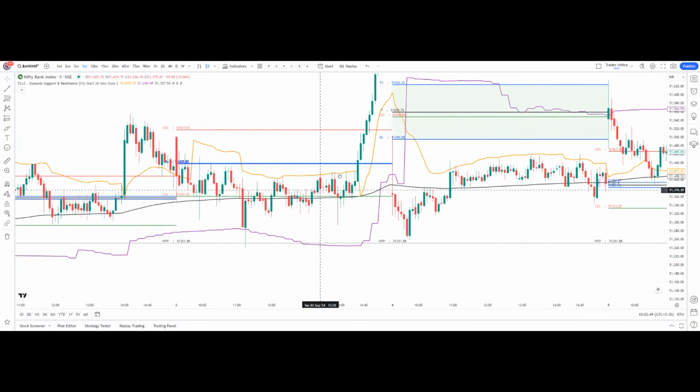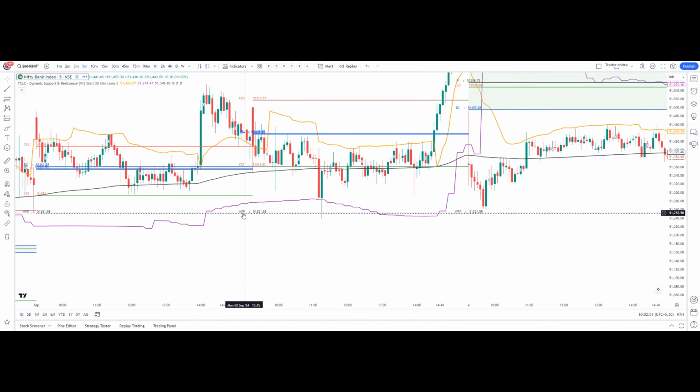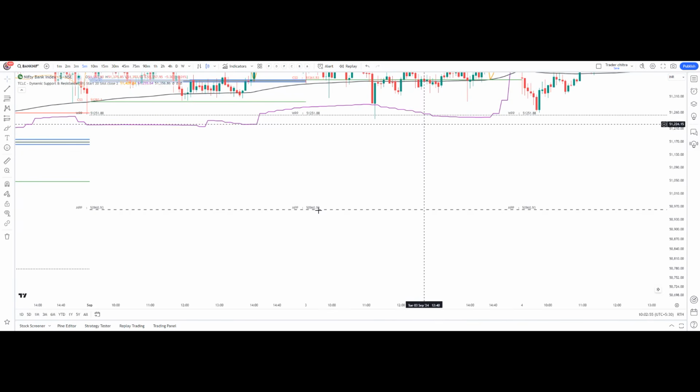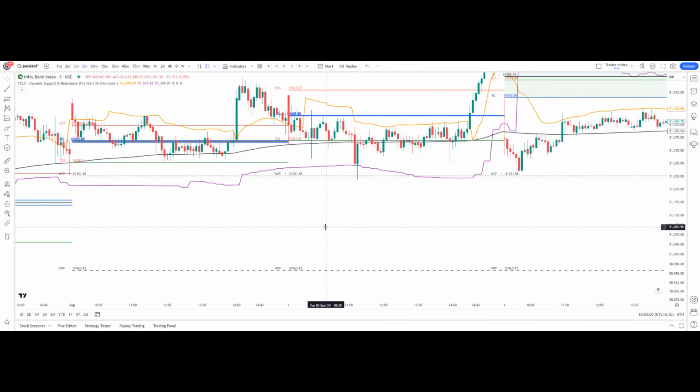All right, and also WPP means weekly pivot point. We are giving the monthly pivot point also. We can see MPP. MPP means monthly pivot point. So all the three pivot points are in one indicator, that is the daily pivot point.